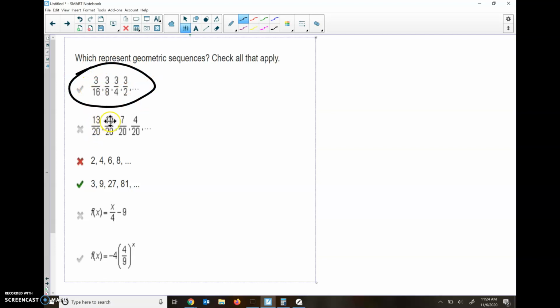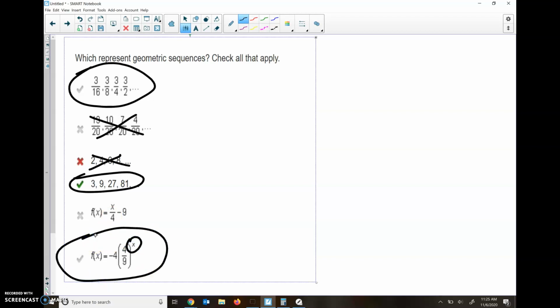Here, it just looks like we're subtracting 3. So since we're subtracting, that's not a geometric pattern, that's an arithmetic pattern. So not that one. Here, it looks like we're adding 2, 2, 4, 6, 8. That's an adding pattern, not geometric. Here, it looks like we're multiplying by 3. 3 times 3 is 9. 9 times 3 is 27. 27 times 3 is 81. So that one's good. And then remember, geometric sequences have to have an exponent in there. So it's going to be this last one because that's the one with the exponent.